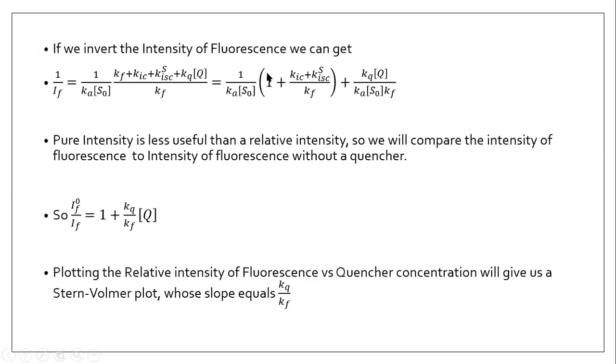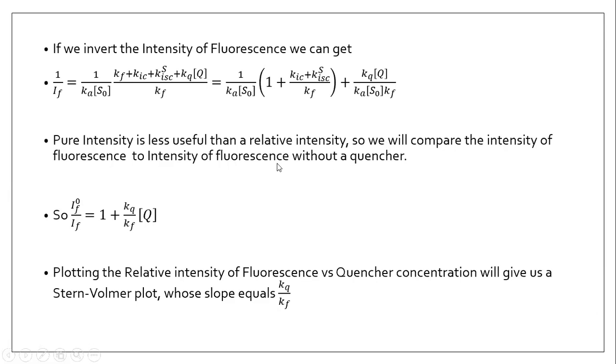We invert the intensity of fluorescence. It's going to give us the equation we can deal with, which then becomes Ka over S0. Kf cancels out to give you 1, and then you have Kic, Kisc, Kf, and then this term, our quench term. A pure intensity is less useful than the relative intensity.